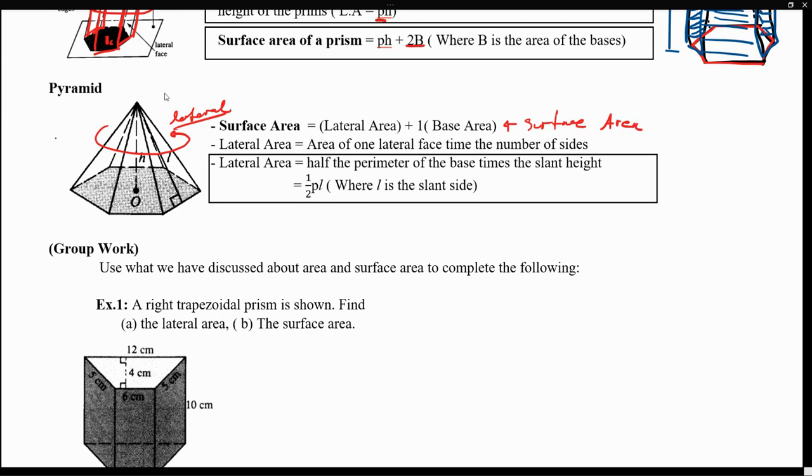It's just the lateral area plus one of those bases. Now, how can we find the lateral area? Well, the lateral area is the area of one lateral face times the number of the sides. So what do we mean by this?